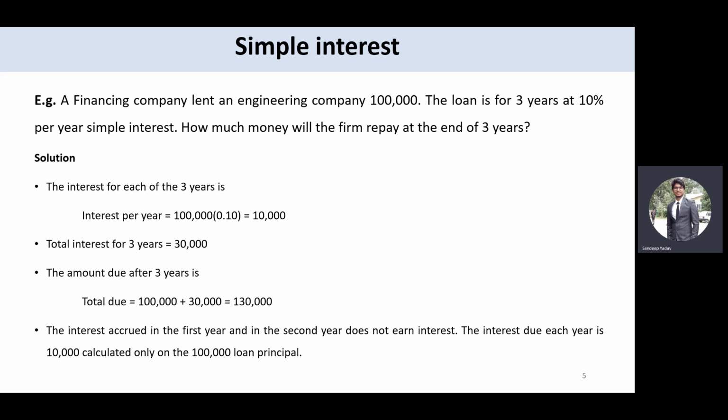Now the interest accrued in the first year and the second year does not earn interest. In compound interest, which we will learn in the further slides, we will see that compound interest has interest on that interest also. So the interest due each year is 10,000, calculated only on the principal amount. That's how simple interest works. Let's move on to the next slides.